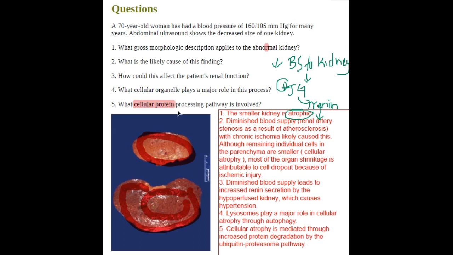Then what cellular processing pathway is involved? Here cellular atrophy is done by the process of ubiquitin proteasome pathway. This is important. So this is the answer for this question.